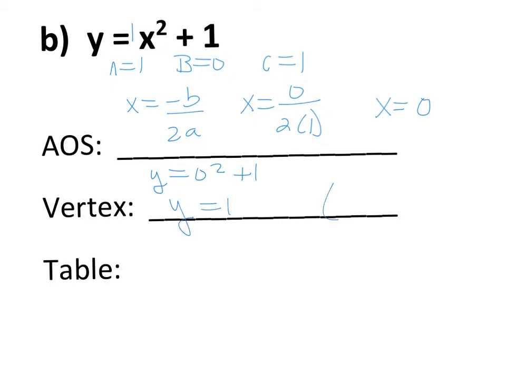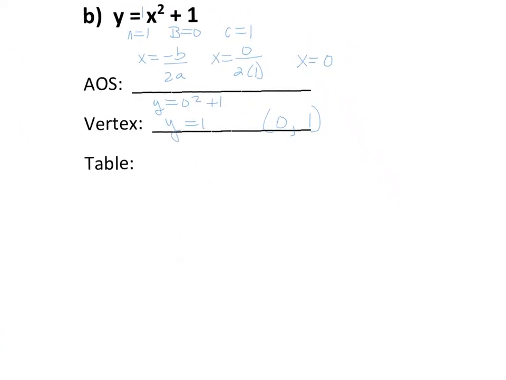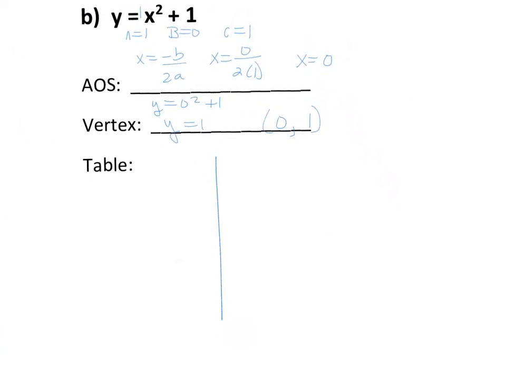So my coordinate point: x is 0. What did I plug in? And then what did I get out? Okay, now we're going to start our table. And remember, our vertex is what goes in the middle. So here's x, y, and we're going to do 0, 1.